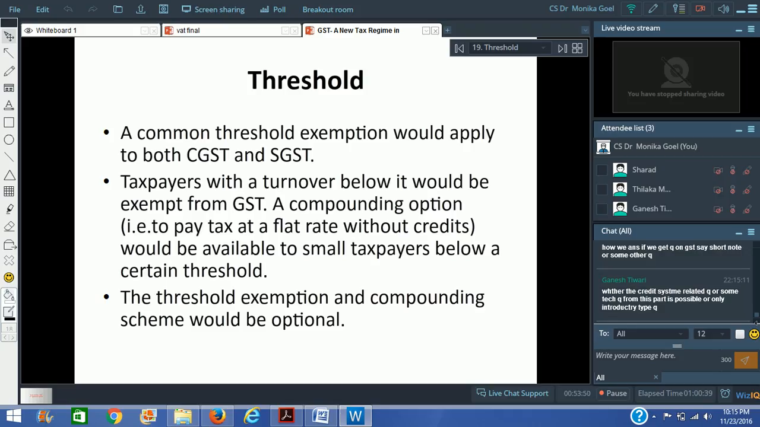Whether the credit system related question or some technical question from this part is possible, or only introductory type of question.